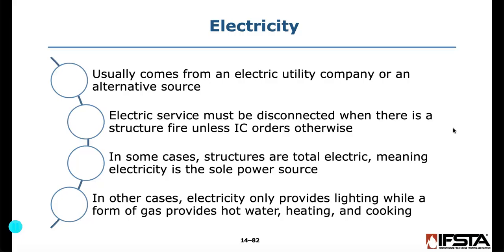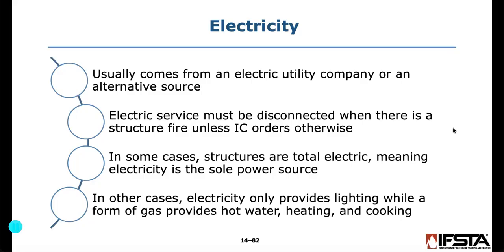Electricity usually comes from an electricity utility company or an alternative source, solar or whatever the utility company is. Some cities have their own. Some use Edison. So I live in the city of Anaheim. City of Anaheim charges you for electric and charges you for water, but gas comes through SoCal Gas. Okay, so they don't have all three major utilities. They have two of the three.